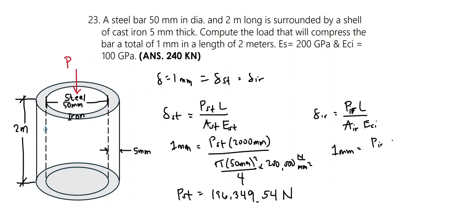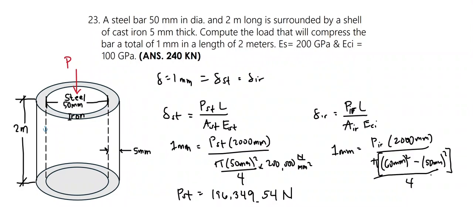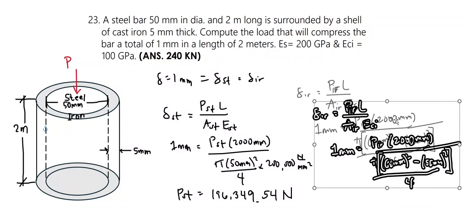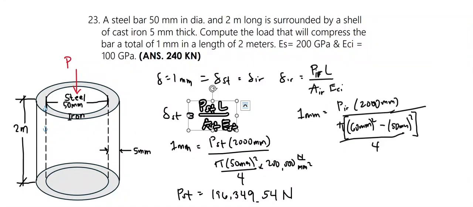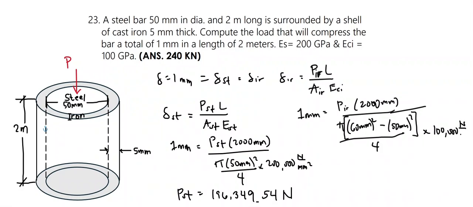And to get the force applied on the cast iron, we have delta IR equal to 1 millimeter equals the unknown force times its length of 2000 millimeters divided by the cross-sectional area for the cast iron, that is, we multiply pi by the outside diameter of 60 millimeters squared minus the inner diameter of 50 millimeters squared, all over 4, and multiply this by the modulus of elasticity, that is 100,000 megapascals or Newton per square millimeter.